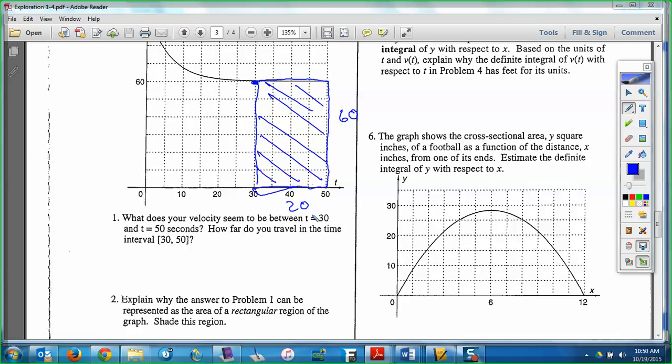Now, a geometry class would go crazy if you told them that this area was 1,200 feet. Because didn't you learn that area always has what unit? Feet squared. Wouldn't it be feet squared? Isn't area always feet squared? Not always, right? Not anymore. Okay? You're in calculus, right? Everything's different now. The whole world has changed, right?